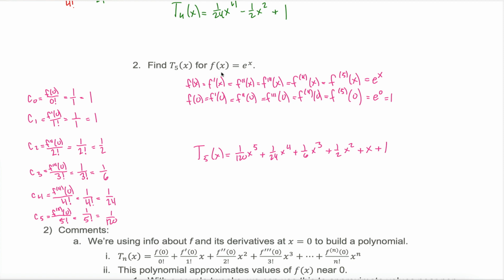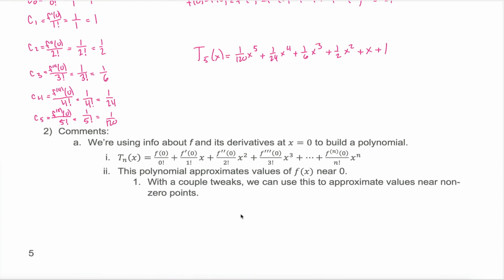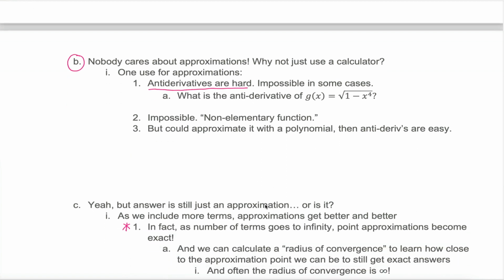And it'll turn out that for some functions, the polynomial can perfectly represent the function anywhere. And for some functions, the best a polynomial can do is perfectly represent the function on a given interval. So maybe within 3 of whatever the center is, x equals 0. And that width, which shows how much of the function a Taylor polynomial can create exactly, is called the radius of convergence. And the radius of convergence is something that you can calculate too.